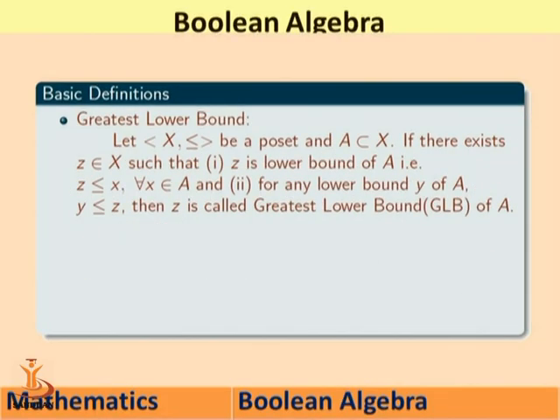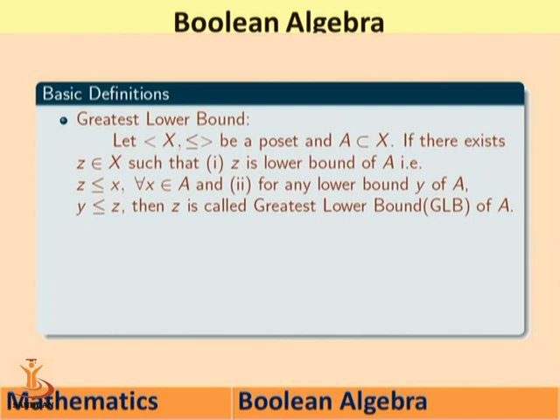Next definition is greatest lower bound, in short denoted as GLB. In that we again need a poset. So let us take a poset X, less than or equal to, and take any set A, a subset of X. Now if there exists Z in X such that Z is a lower bound of A, that means Z is less than or equal to each and every element of A, and the second condition is that if we have any other lower bound Y, then Y is less than or equal to Z, then Z is said to be a greatest lower bound.